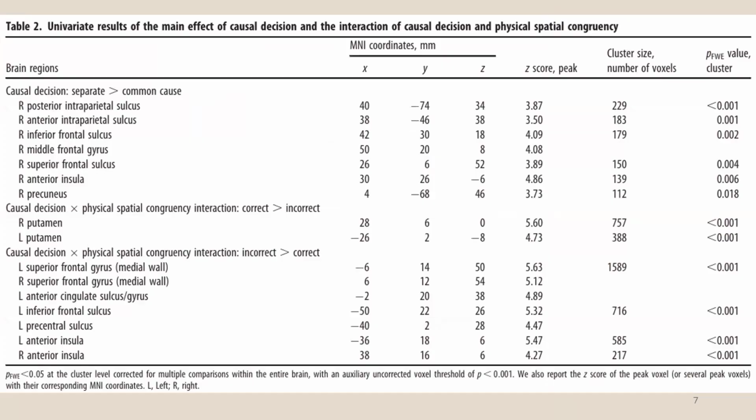So they say, again, intraparietal sulcus activates, the frontal sulcus, anterior insula, and precuneus. These regions are responsible for deciding two things come from separate sources. And when the participants were correct about their decision, the putamen, both sides of the putamen, were more active. When the participants were incorrect, the bottom 6, 7 regions were more active.